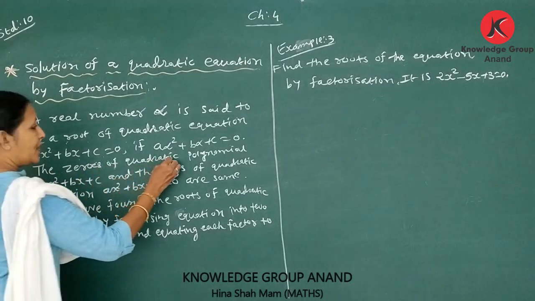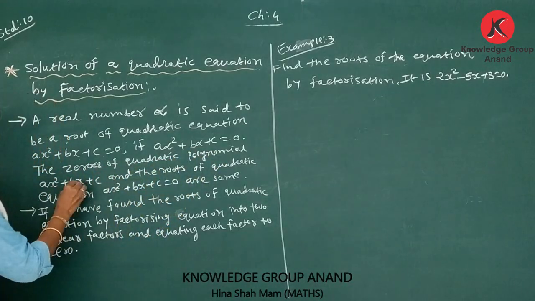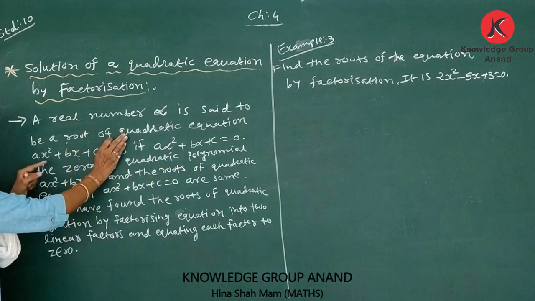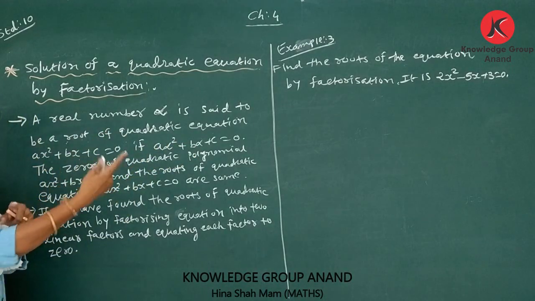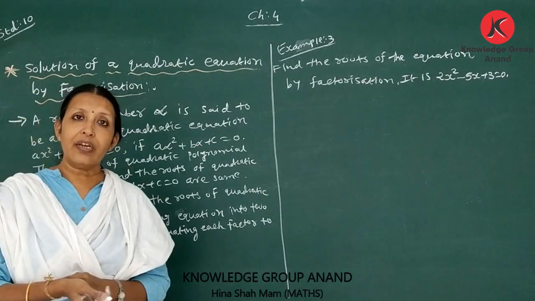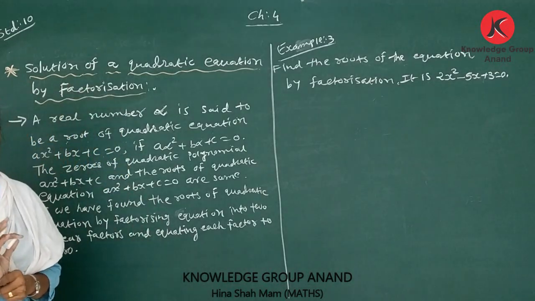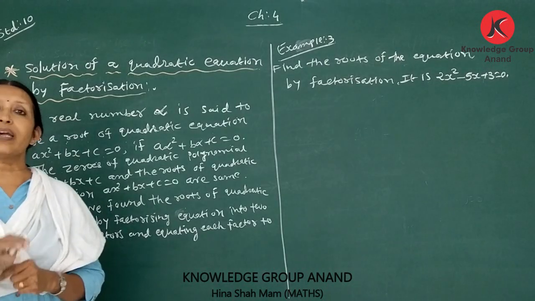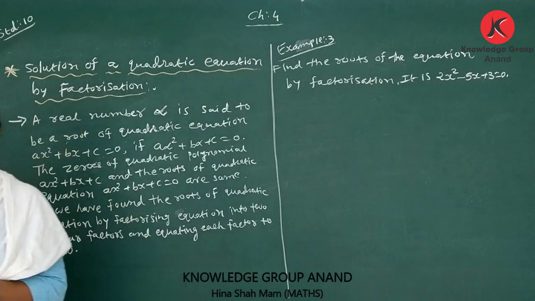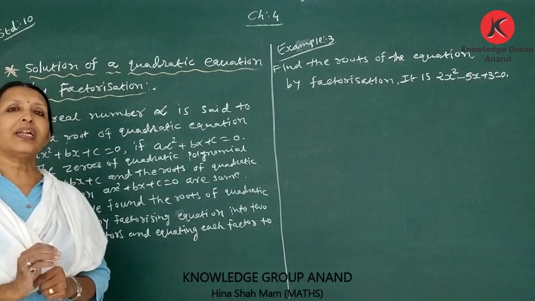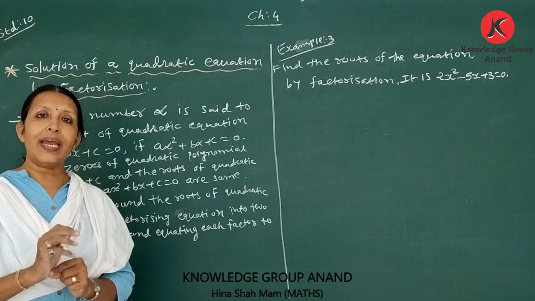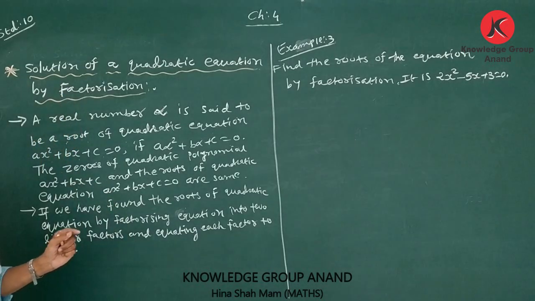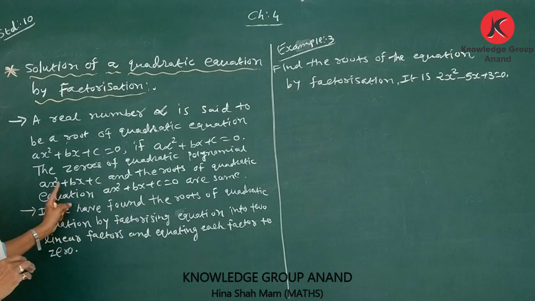The zeros of a quadratic polynomial ax square plus bx plus c, where a is not equal to 0: if the polynomial is equated with 0, it becomes a quadratic equation. The quadratic equation is ax square plus bx plus c equal to 0, and the quadratic polynomial is ax square plus bx plus c. If it is not in equating form, then it is a polynomial.